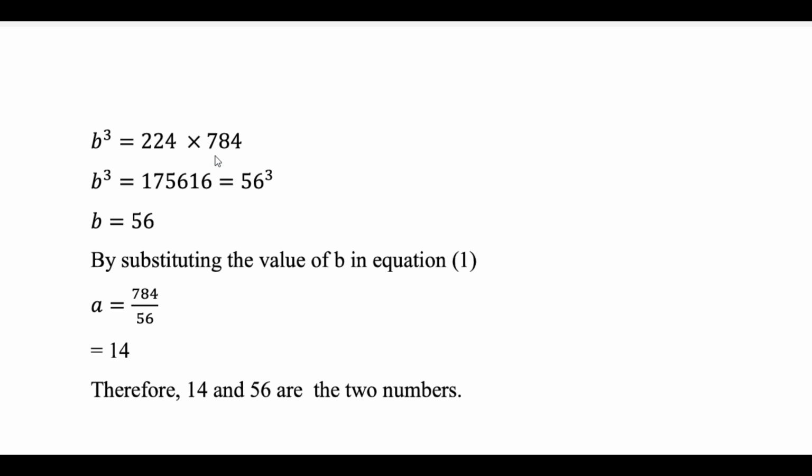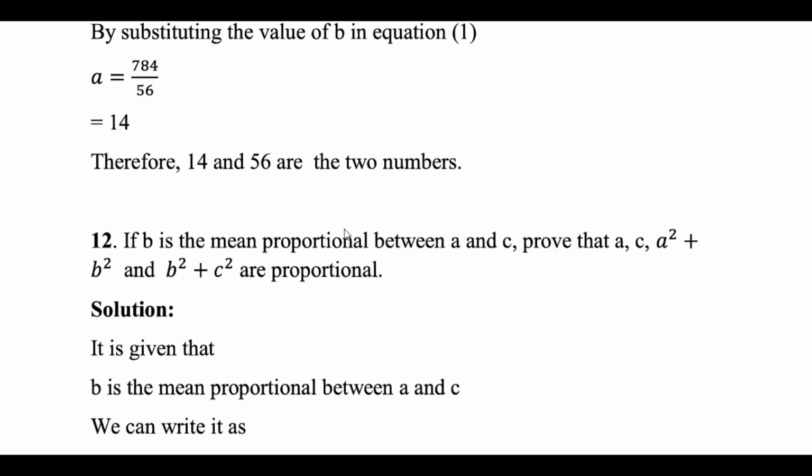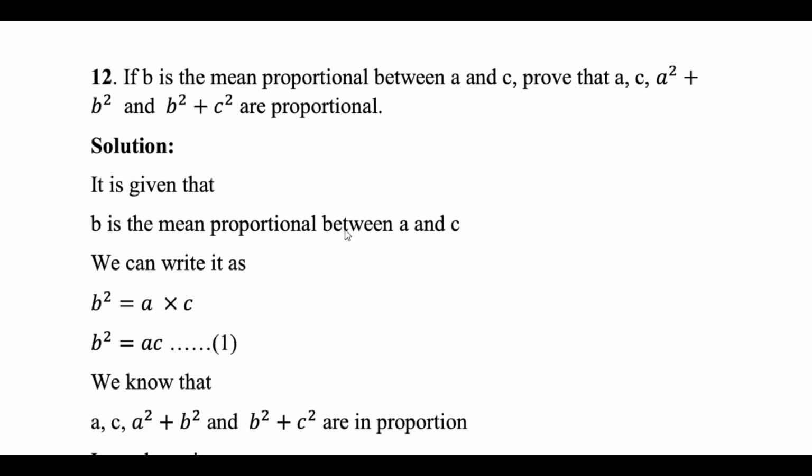By substituting the value of B, that is B equal to 56, in equation 1, you will get A equal to 784 by 56, which is 14. Therefore, 14 and 56 are the two numbers. Come to the next problem.